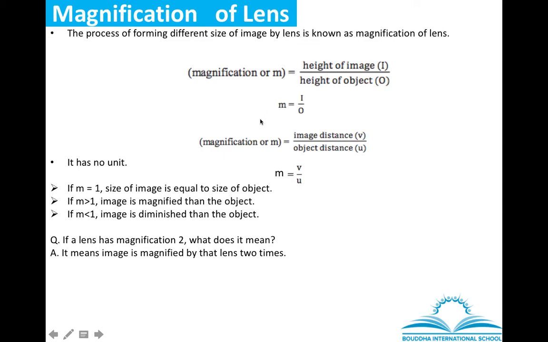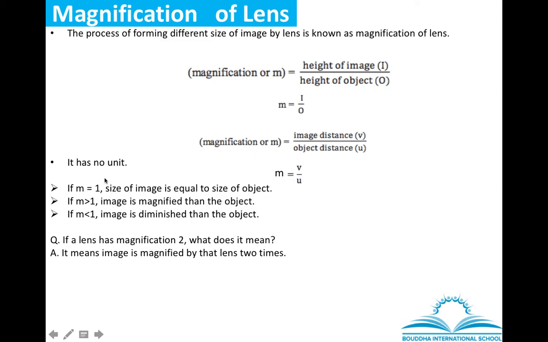It has two formulas: m equals I by O, or m equals V by U. Here I means the height of the image, O means the height of the object. Similarly, V means the image distance from the lens, and U is the object distance from the lens. We can use any formula, but normally we use the second formula to calculate magnification. And since it is a ratio of the same quantity, it has no unit.